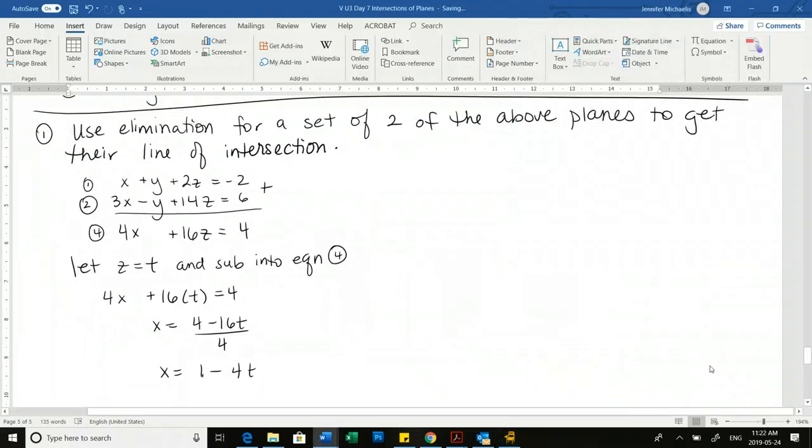All right, guys, so I used elimination up here if you want to just check this out here. I used equations 1 and 2. I got a fourth equation, and I ended up setting z equal to t just to show you we can do anything. We can choose either of them.